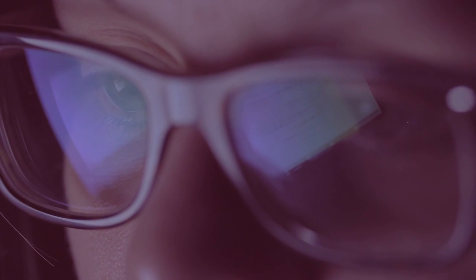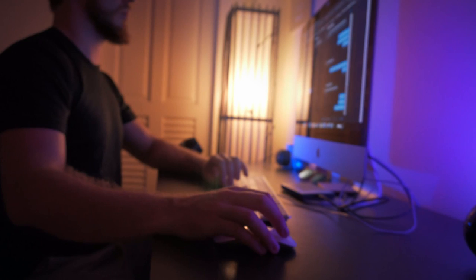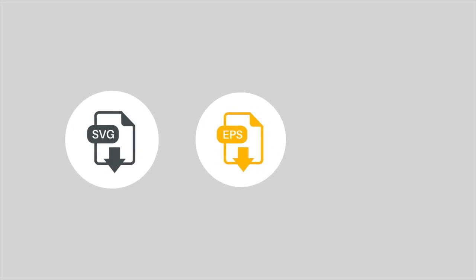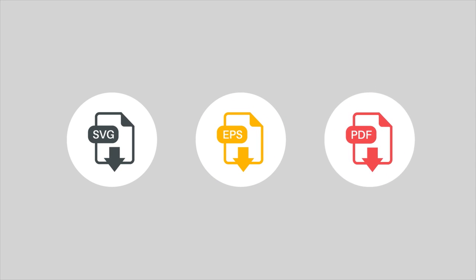There is a lot of confusion among designers surrounding what file formats to use when saving graphic designs. And some designers consider certain formats to be king and other formats to be completely useless. The truth is that SVG, EPS, and PDF all have their time and place. They also have pros and cons attached to them too.